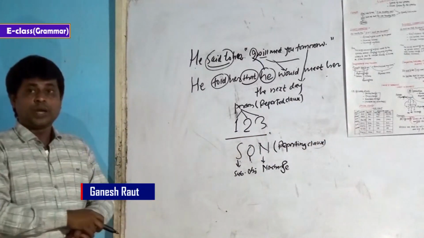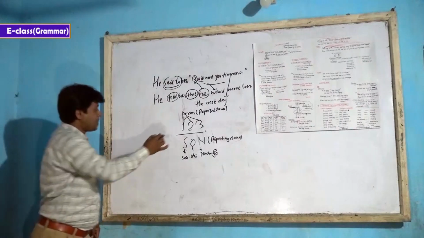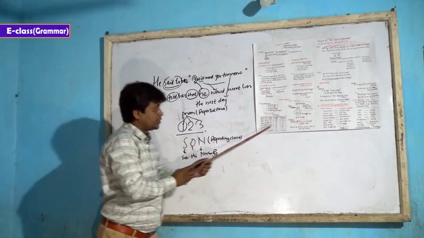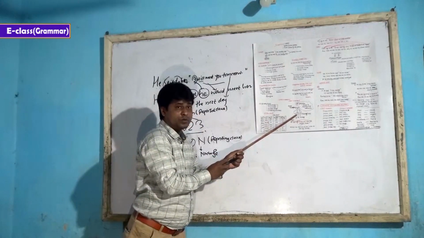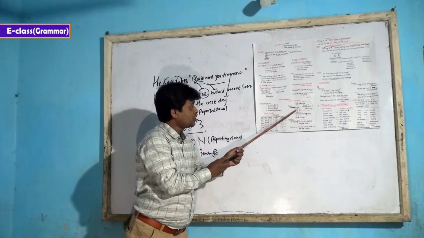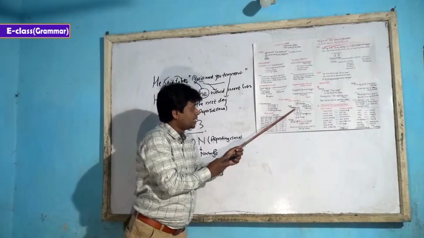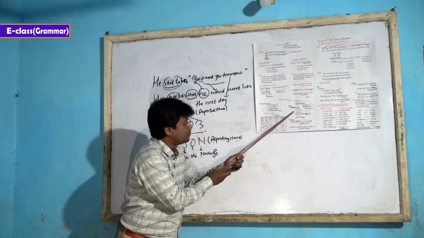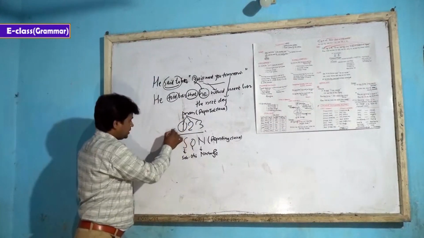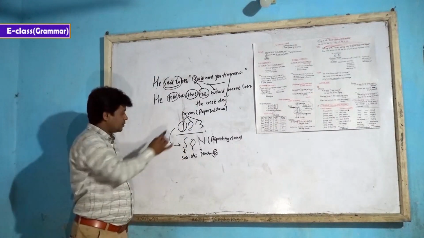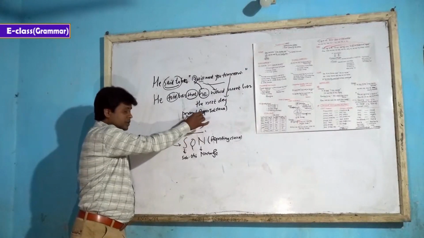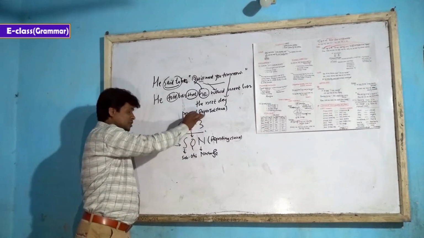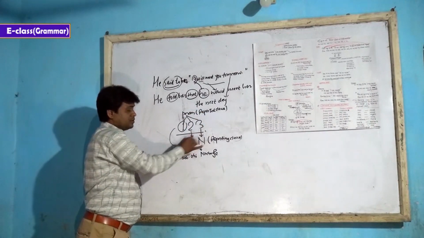Then, we have a formula. What's the formula? First person of reported clause. Arrow is given here. What does this arrow signify? First person of reported clause is changed according to the subject of the reporting clause. Second person of reported clause is changed according to the object. Whereas if you have any third person used in reported clause, that's not changed.